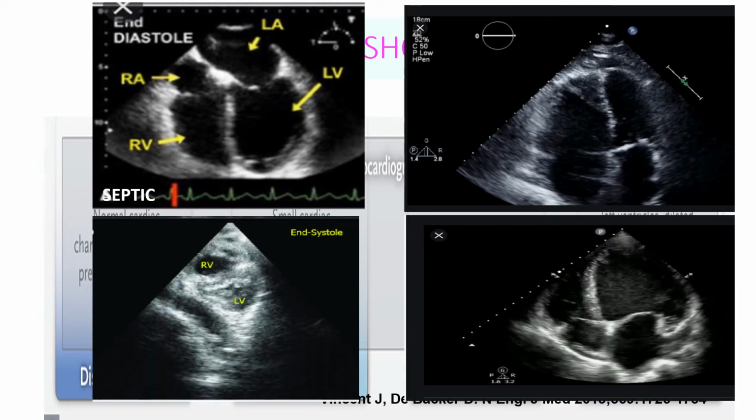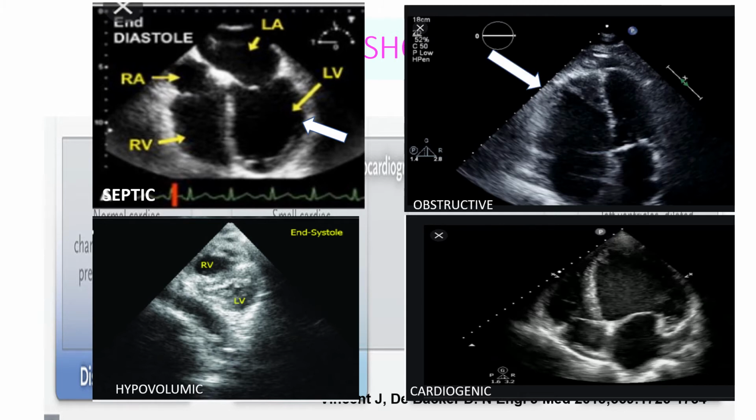So this is septic shock, this is obstructive shock, this is cardiogenic shock, and this is hypovolemic shock. Can you make out the difference here? Why is it septic? Why is that obstructive? Why is that cardiogenic? Why is that hypovolemic? Except hypovolemic, all others are four-chamber views, and you can see here in septic shock the LV is normal. That is a septic shock.